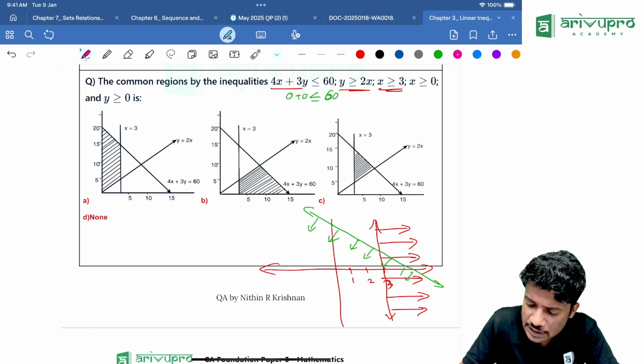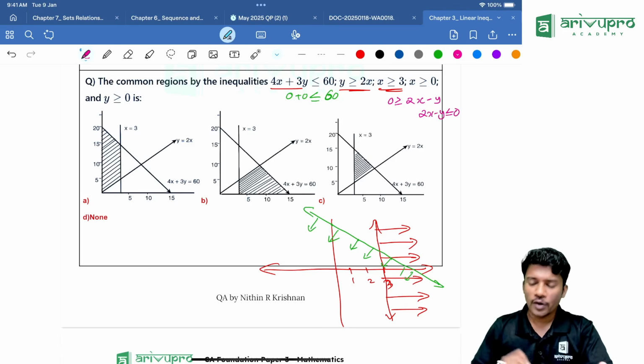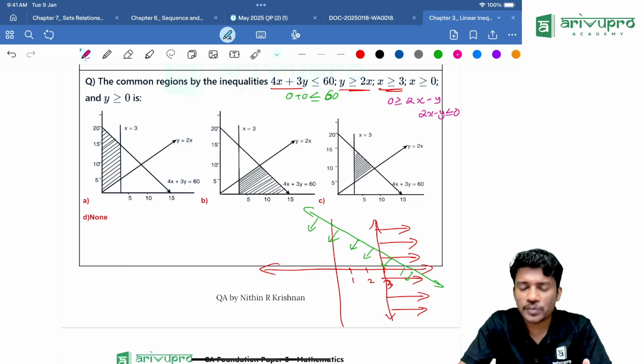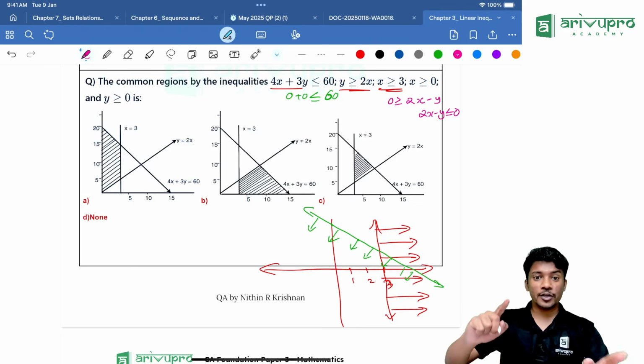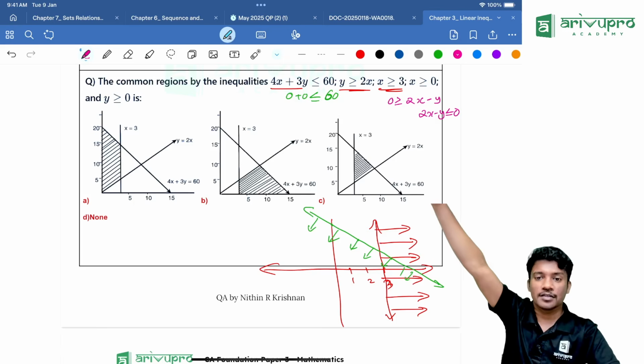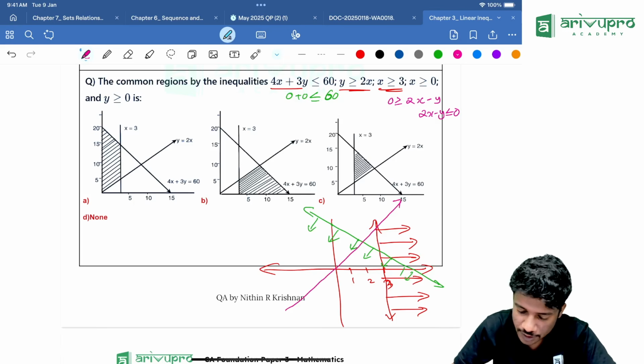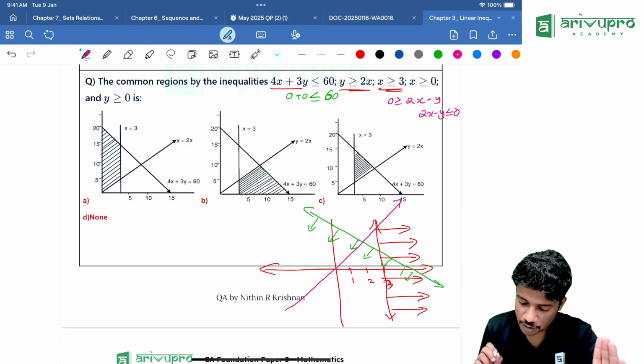So if I write it like this, 0 less than or equal to 2x minus y, I can write it as 2x minus y less than or equal to 0. Since the signs are opposite, they are passing through what? The origin also, because the constant is not there. And it is passing through the origin in which direction? Northeast direction. It should be like this. Correct? That is given over here.